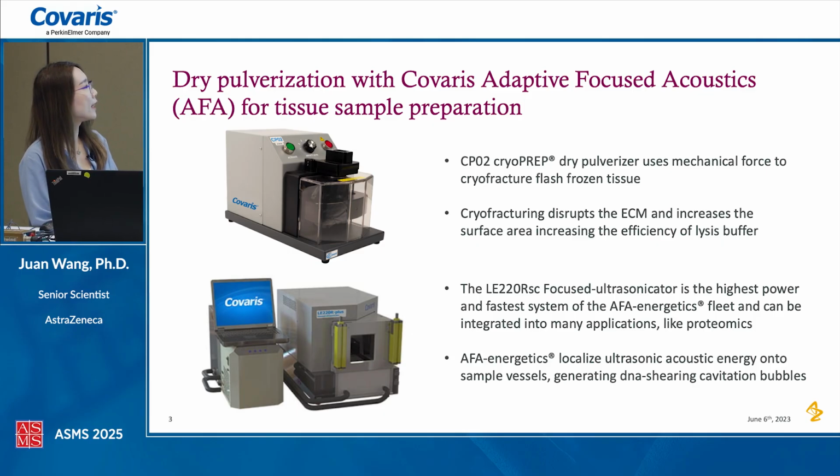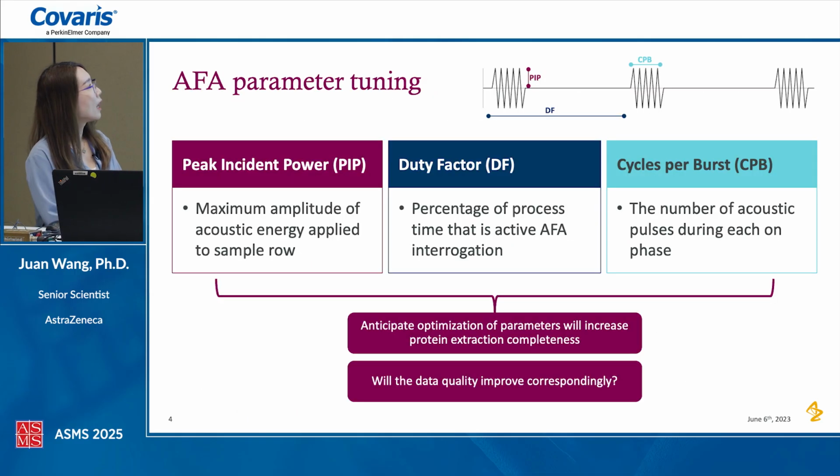And this bottom one is the LE220RSC focused ultrasonicator. This is what we use for the homogenization part of our proteomics. I won't go through the very details of the parameters, but we do use these three very important parameters to optimize our workflow and increase our data quality.